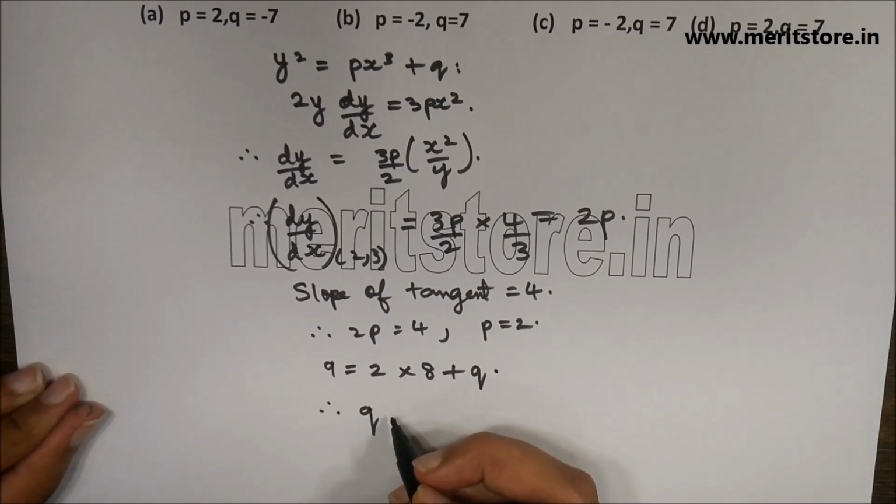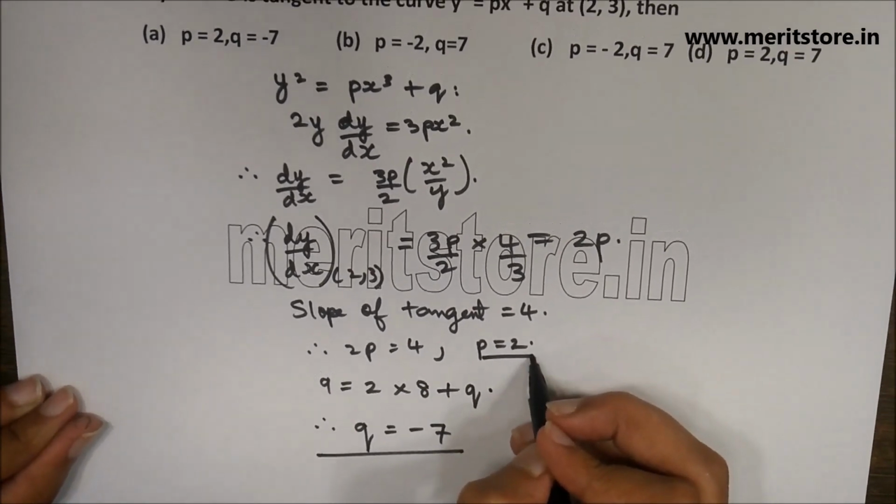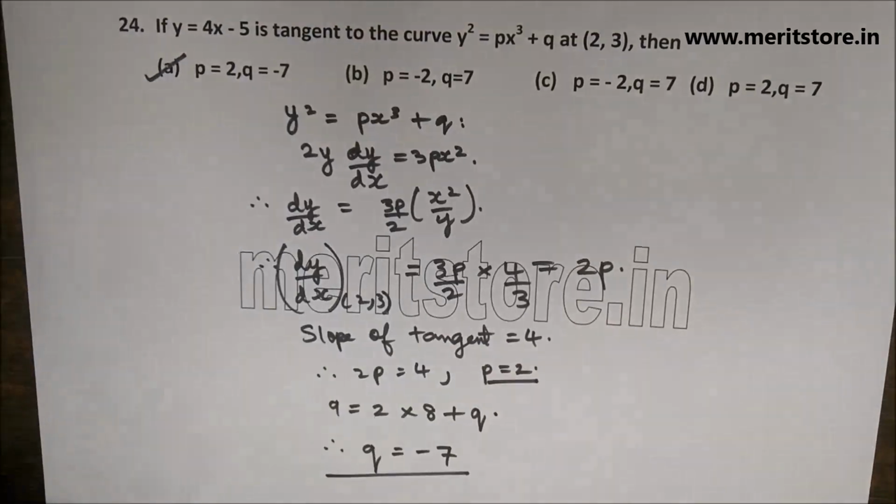Therefore, q is equal to minus 7. Q is minus 7, p is 2. Option A is the correct option.